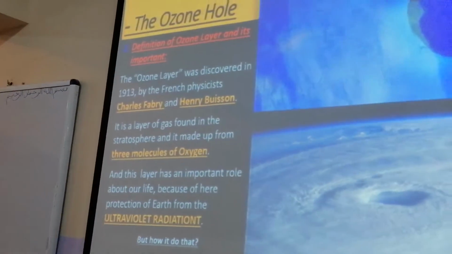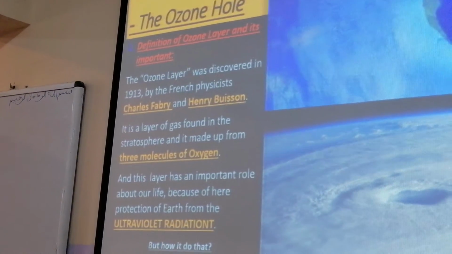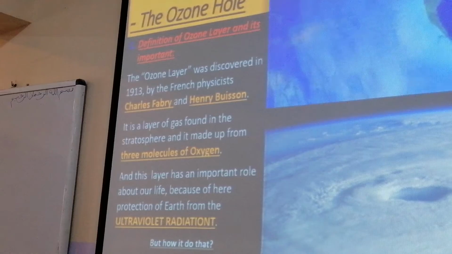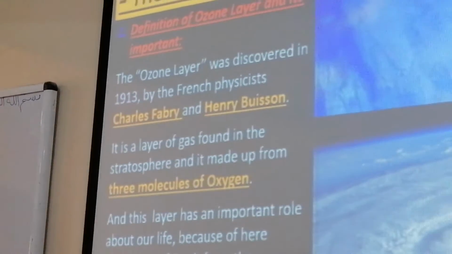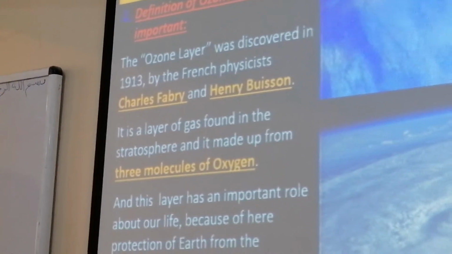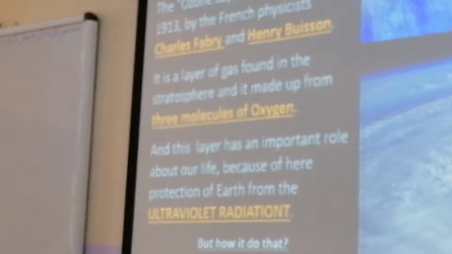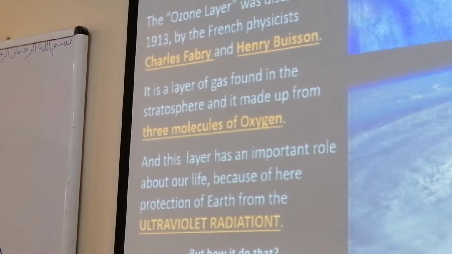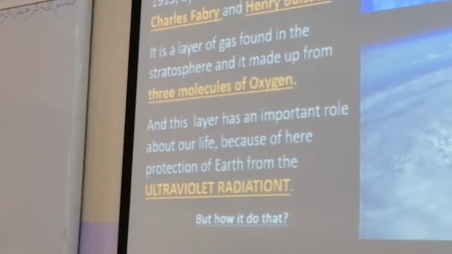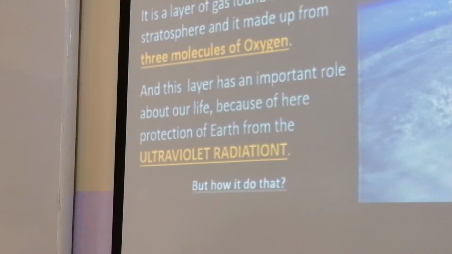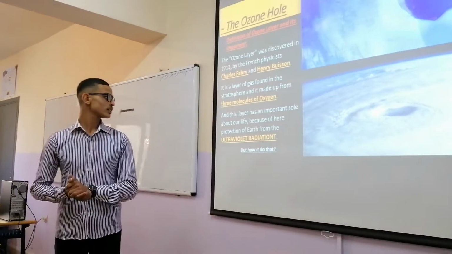The ozone layer was discovered in 1913 by the French physicists Henri Buisson and Charles Fabry. It is a layer of gas found in the stratosphere of the Earth. It is made up of 3 atoms of oxygen. And this layer has an important role: it protects us and protects the Earth from ultraviolet radiation.